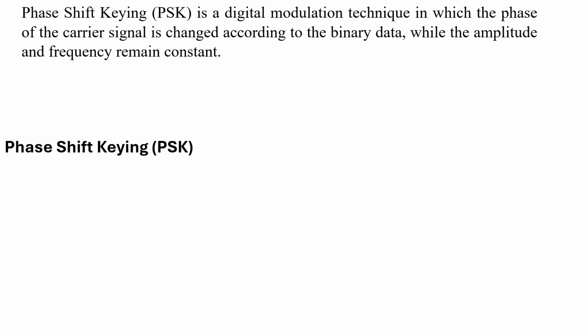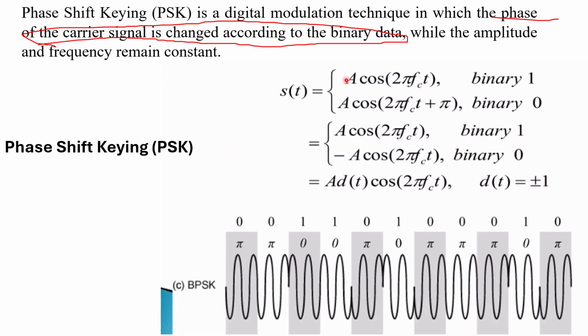Phase shift keying is a digital modulation technique in which the phase of the carrier changes, right? So here the phase of the carrier signal changes according to the binary data. This is the crux, right? While the amplitude and frequency, of course, will be constant. Here the phase is 0 for binary 1, and for binary 0 you can check that the phase is shifted by pi. So you can check the phase is shifting from 1 to 0, right? This is the major difference.